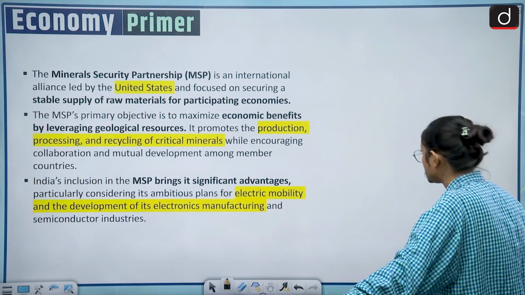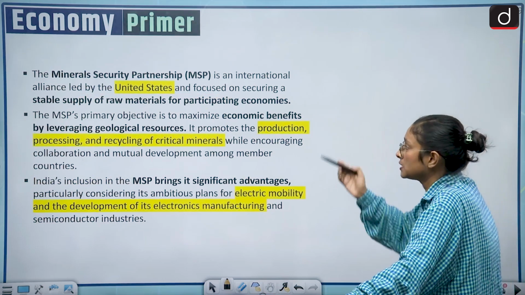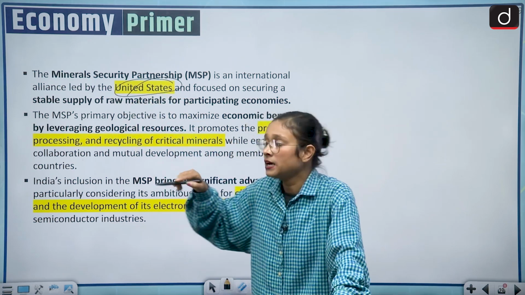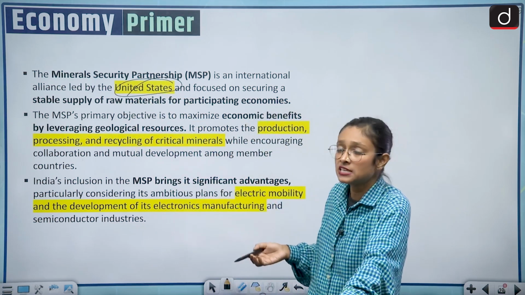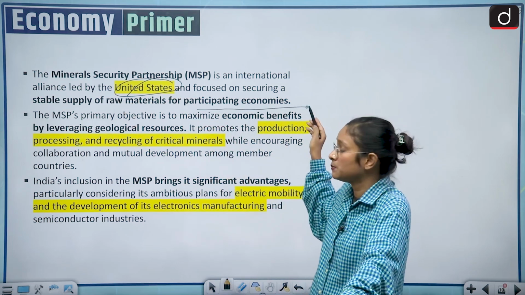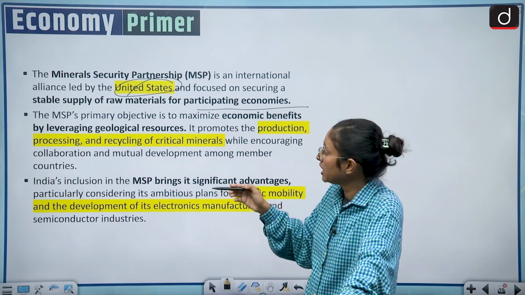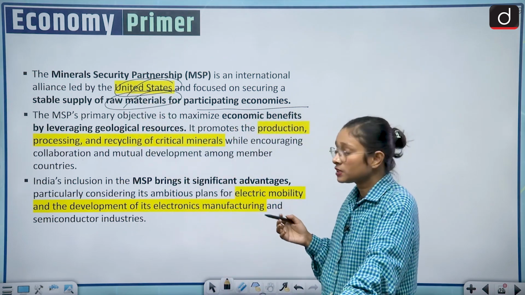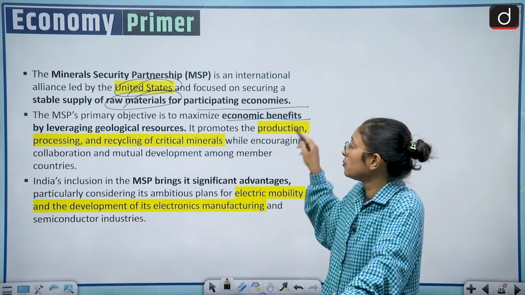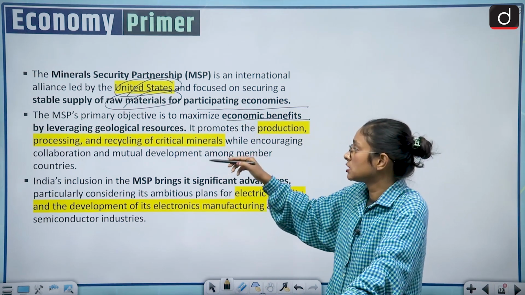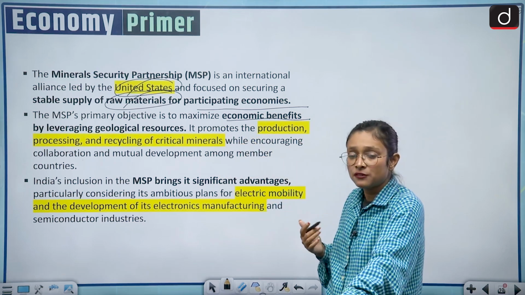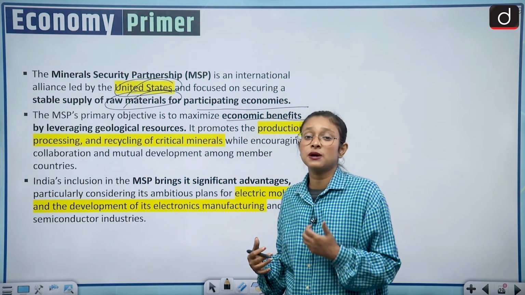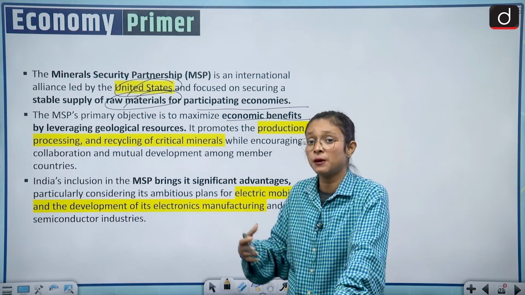Moving to the other side, which is very important, which is the Mineral Security Partnership. It is an initiative by the United States, under which India is also a part. And what does this initiative do? It ensures a stable supply of raw materials for participating economies. And here we have a focus on raw materials, which is a very good part. Its primary objective is to maximize economic benefits by leveraging geological resources. So their primary benefit is how, with the help of geological services and resources, we can maximize our economic benefits, and India has become part of such an initiative.